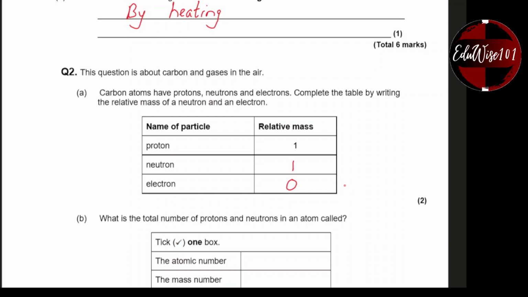Or you could say it's very small as well. Or you could say 1 over 2000. But the best answer is to simply say it's so small that we write it as 0. What is the total number of protons and neutrons in an atom called? Now, when you add up the number of protons and neutrons, you call it the atomic number.